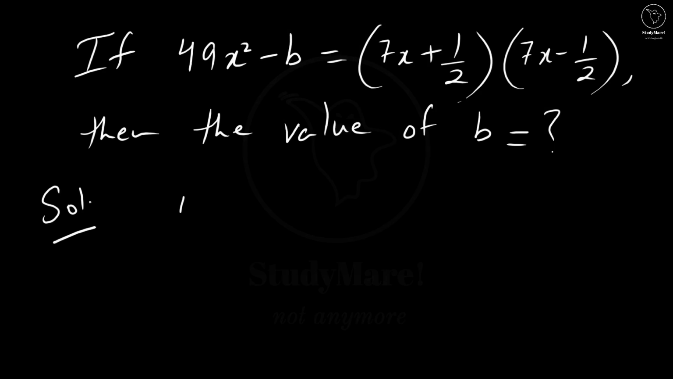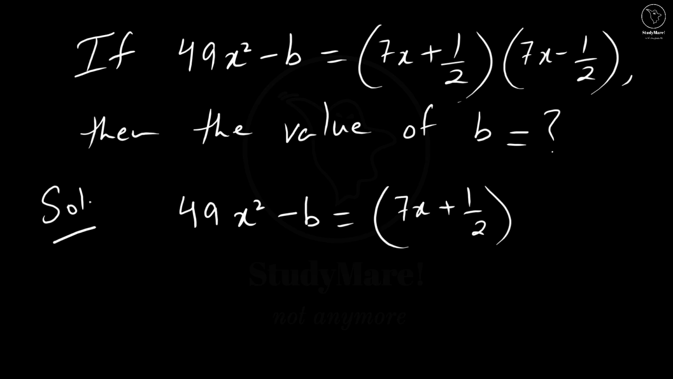See, we are given that 49x² − b is equal to (7x + 1/2) into (7x − 1/2). Do you see any identity application anywhere? On the left hand side, 49x² − b. So we have a square only in one term. Yes, there is 49 whose root could be 7. But again, the second term b is not helping us in any way.